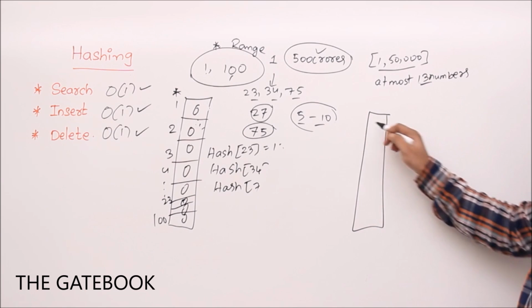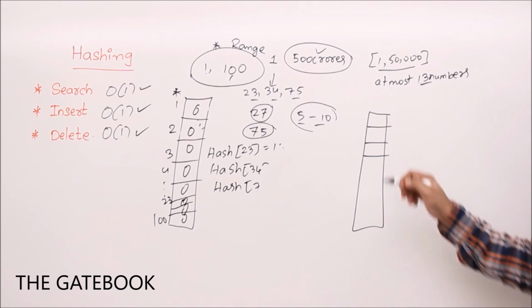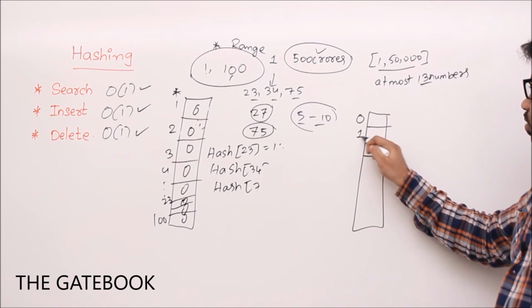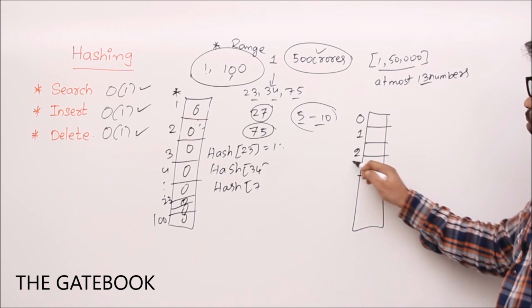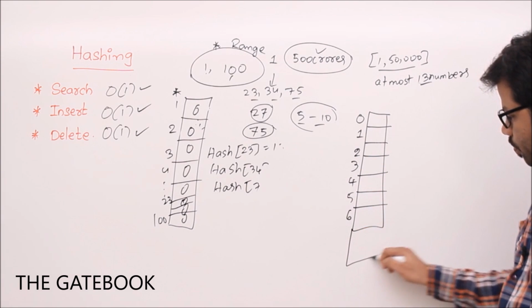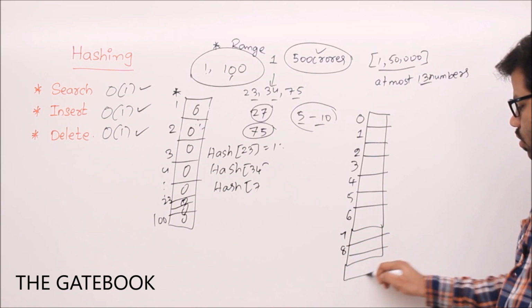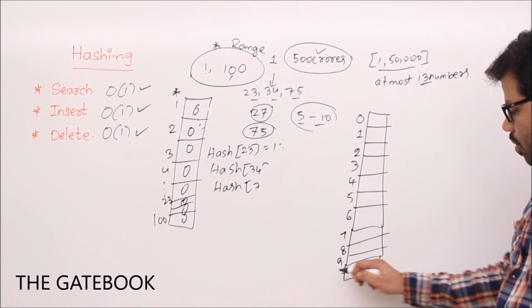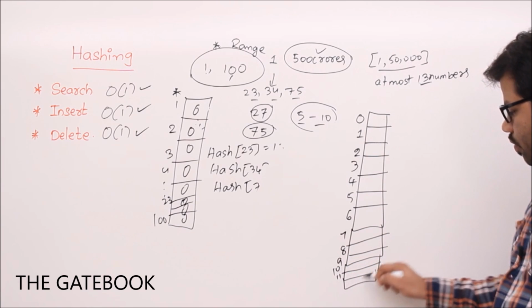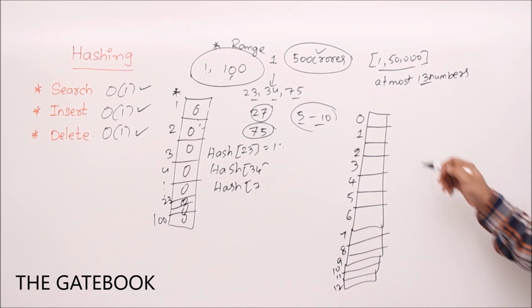So 13 numbers, right? I take an array of 13. Assume C programming, so my array index starts at 0: 0, 1, 2, 3, 4, 5, in that way up to 7, 8, 9, 10, 11, 12. Okay, this is the array I take. Now your numbers can be anything, right? So how to map them?